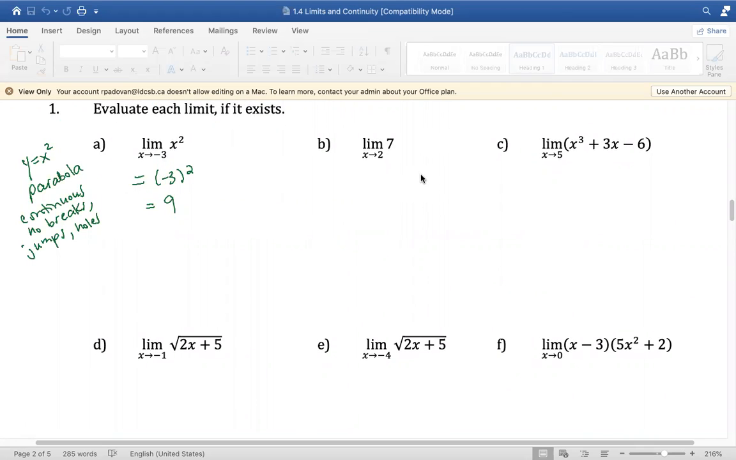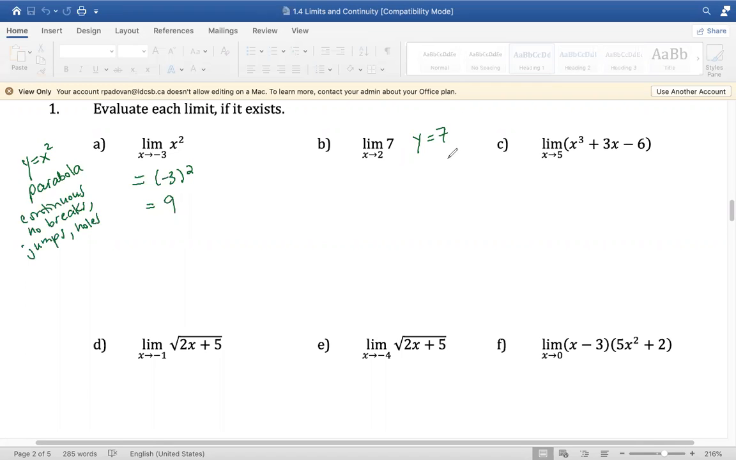So let's look at this next example. The limit as x approaches 2, from both sides, of 7. So the equation would be y equals 7. Let's go back and think about this. I knew y equals x squared was a parabola. What's y equals 7?